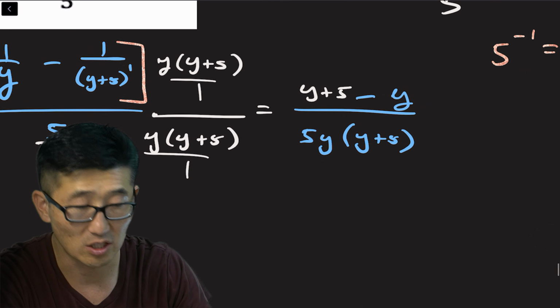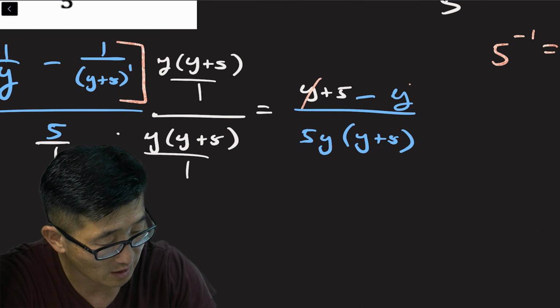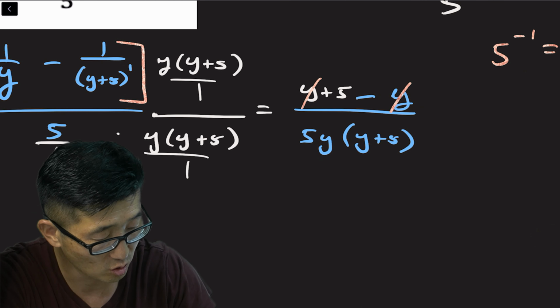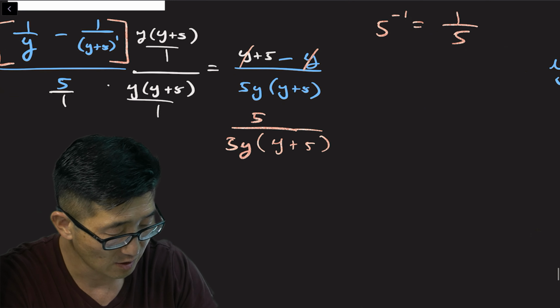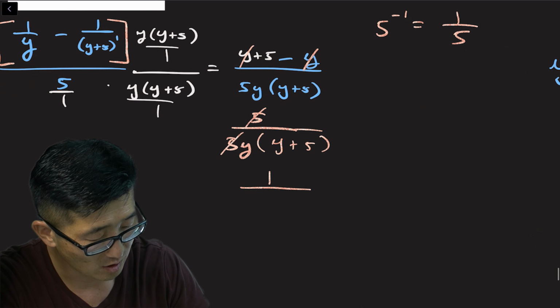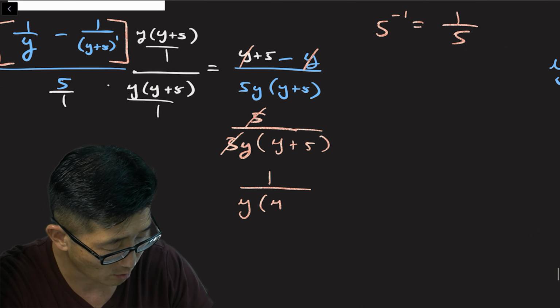And the numerator, can you cancel anything out or simplify things or combine like terms? Yes, those two will cancel out. So you're left with 5 over 5y, y plus 5. And you cancel out the 5s, and you have y plus 5. Oh yeah, y cannot equal 0, y cannot equal negative 5. I should have started off with that first. Y cannot equal 0 here, y cannot equal negative 5 up there, okay?